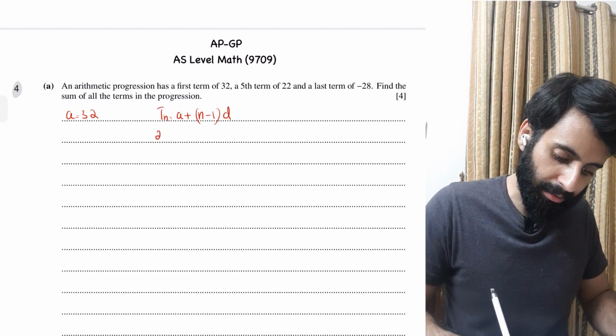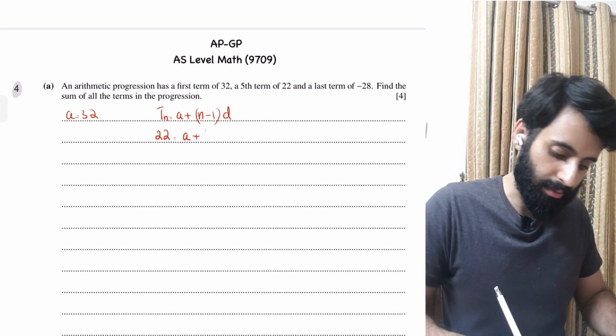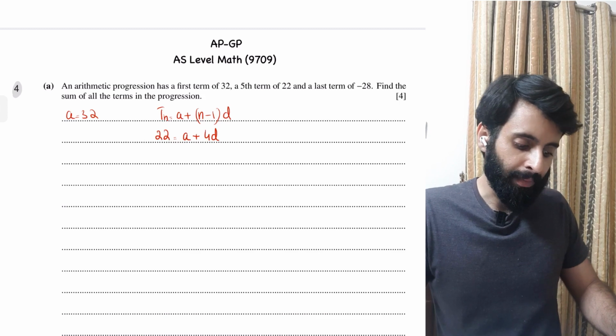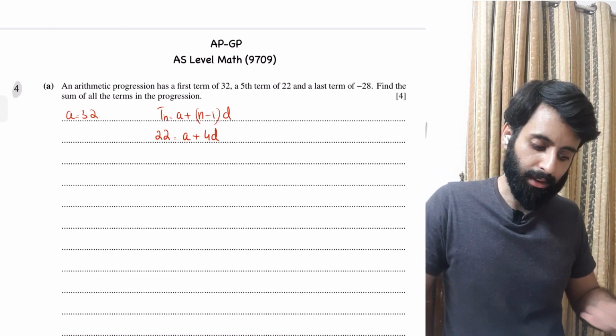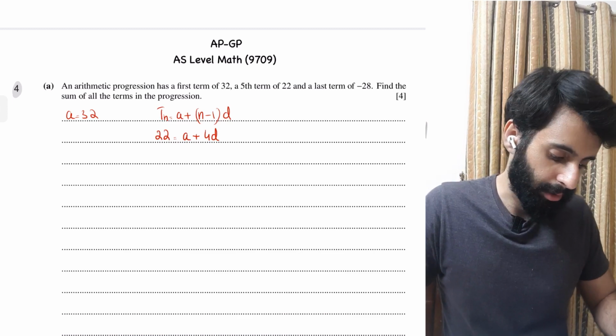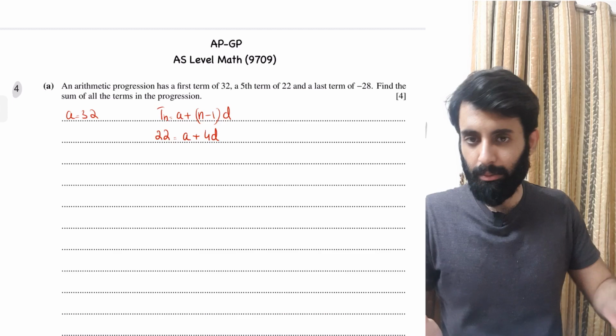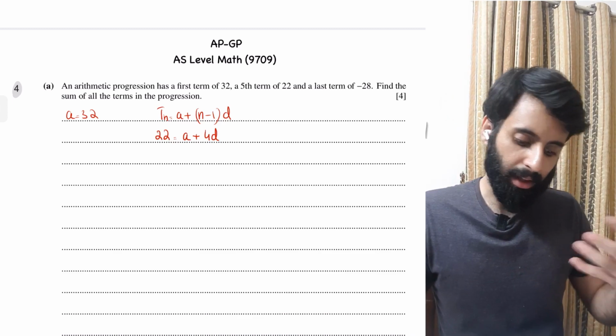So it's talking about the fifth term, which means 22 is equal to a plus 5 minus 1, so that's 4, so a plus 4d. And the last term, we don't know what the last term is, so we'll just leave that as it is. Find the sum of all the terms in the progression. Let's see what we're given, and we'll see how we can make use of it.